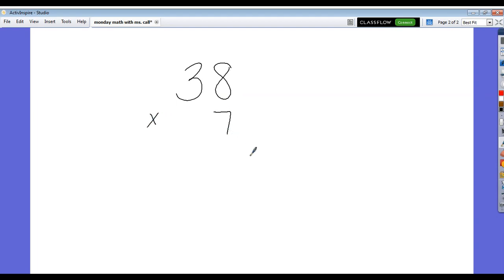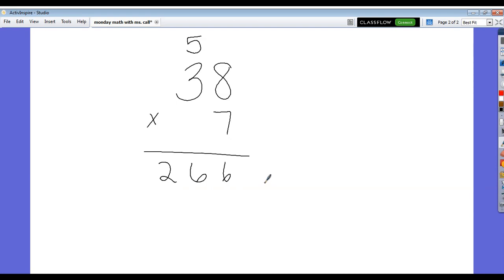So if I wanted to multiply 38 times 7, I would multiply 8 times 7 and get 56. I would regroup that 5 for 50, put my 6 down here. Now I do 7 times 3, which is 21, and plus 5 will give us 26. And really, because that's in our tens, it's 260. So my answer would be 266.